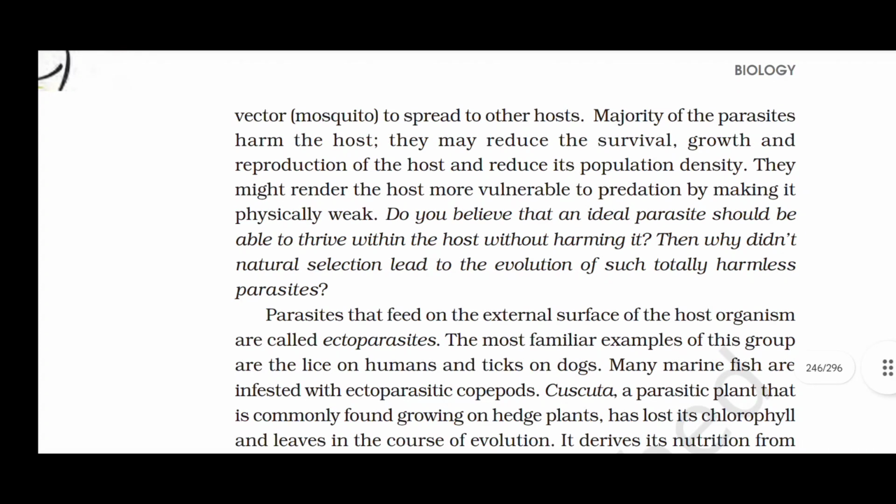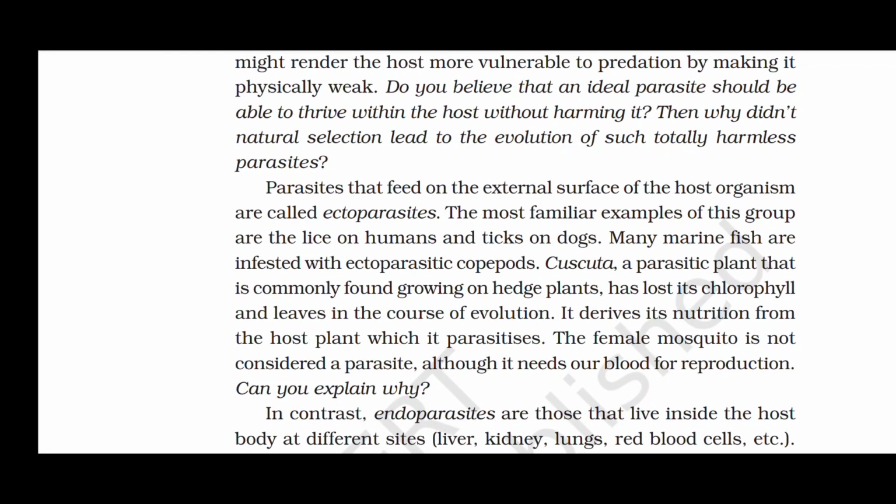Parasites that feed on the external surface of the host organism are called ectoparasites. The most familiar examples of this group are the lice on humans and ticks on dogs. Many marine fish are infested with ectoparasitic copepods. Cuscuta, a parasitic plant that is commonly found growing on hedge plants, has lost its chlorophyll and leaves in the course of evolution. It derives its nutrition from the host plant, which it parasitizes.